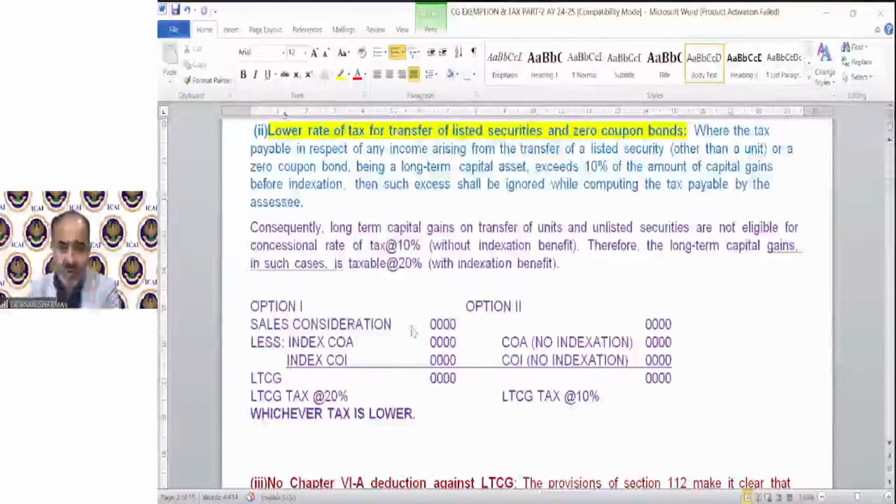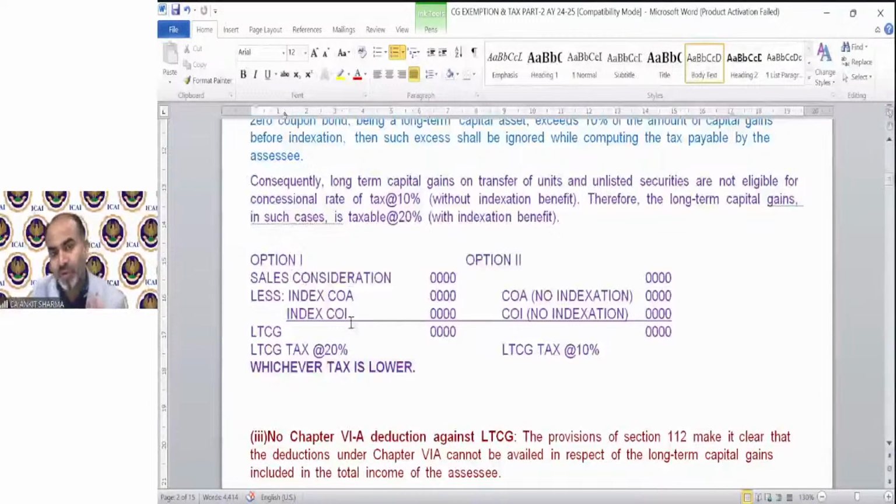This is the diagram for this. Consequently, long-term capital gain on transfer of units and unlisted security are not eligible for concessional rate. Only eligible are listed security and zero coupon bonds. So for the purpose of listed security and zero coupon bond, you have these options.